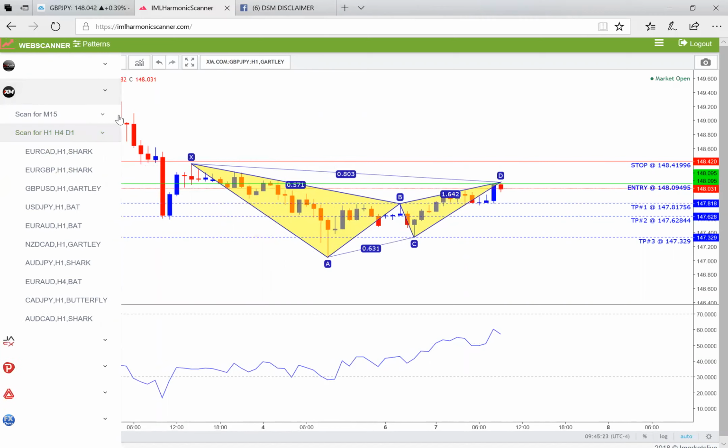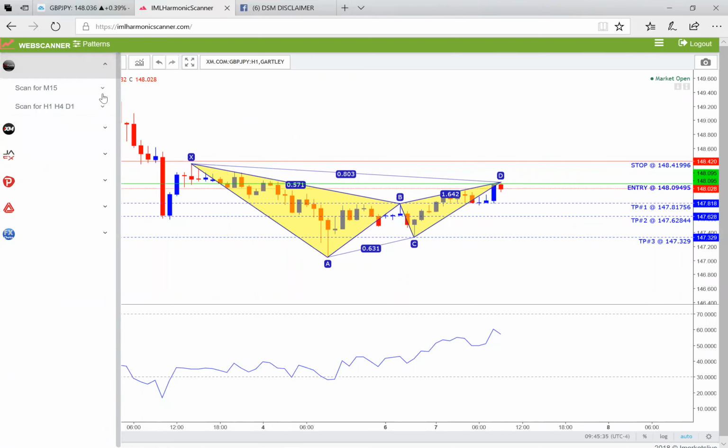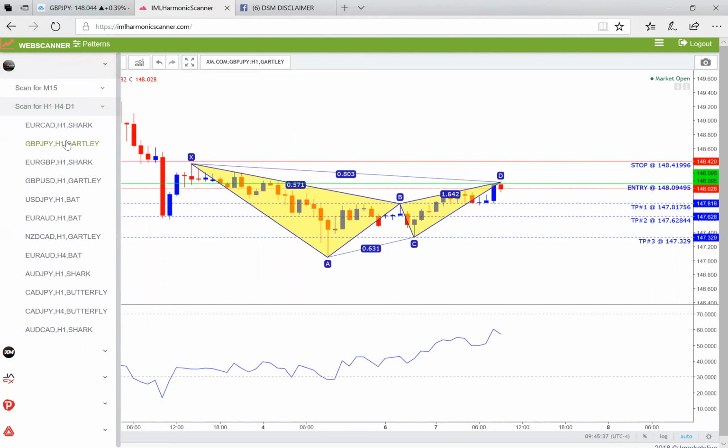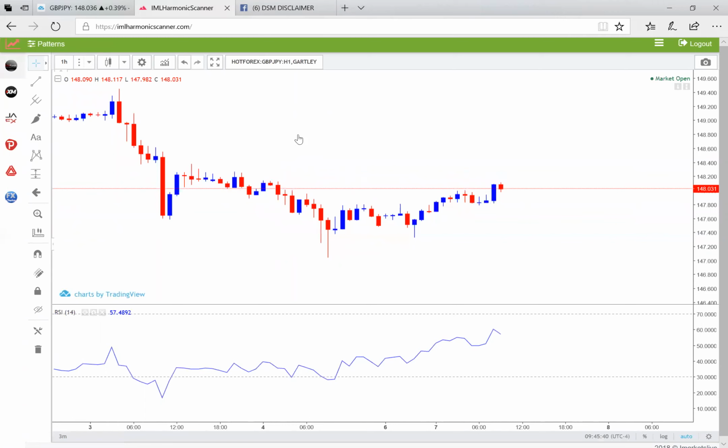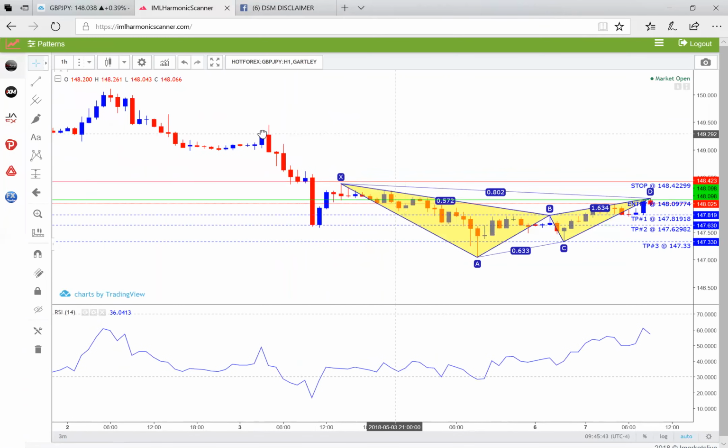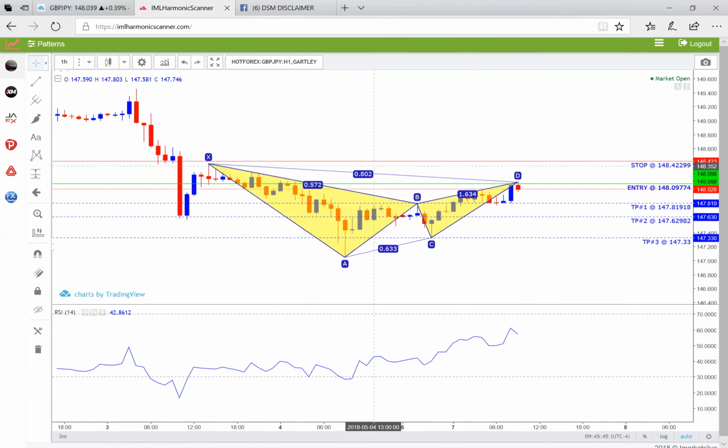So right now we're going to scan using the H1, H4, D1, okay? Let's find a pair. Boom. We got GBP JPY, right? We have a Gartley pattern forming.